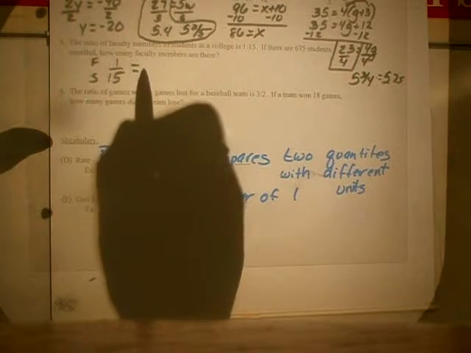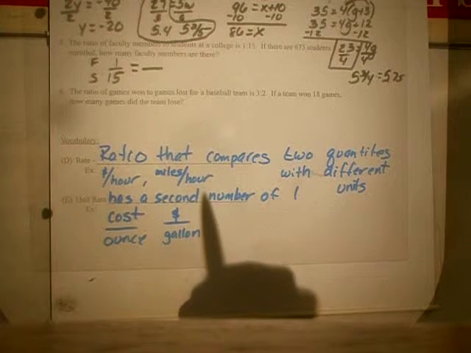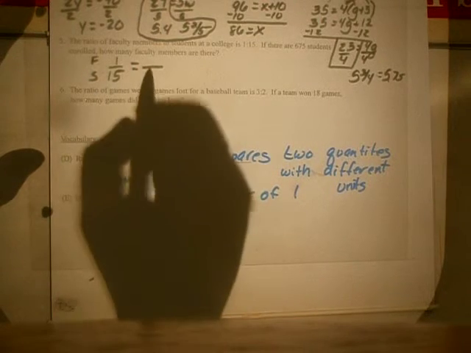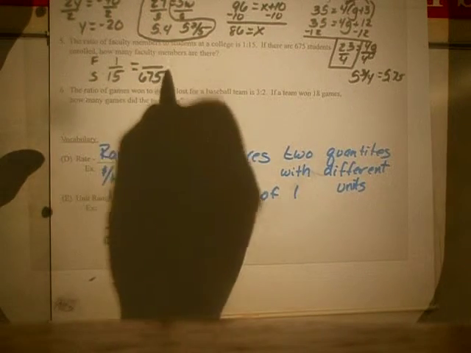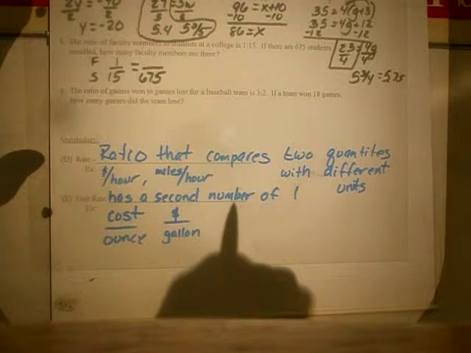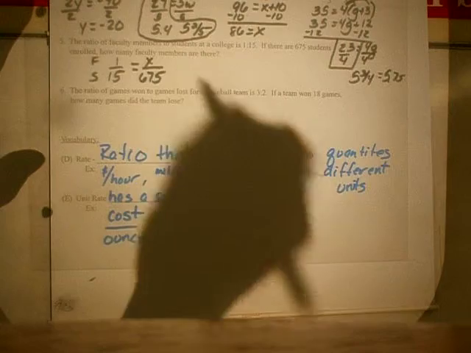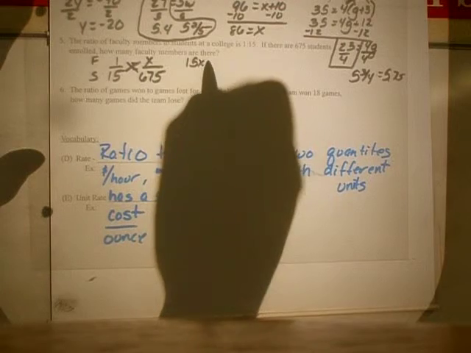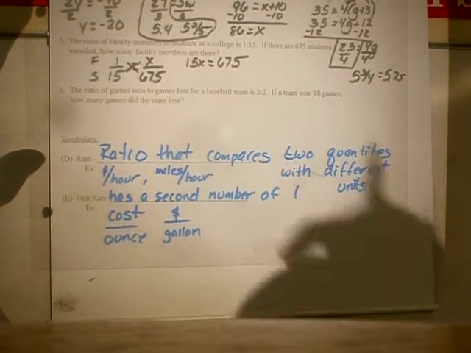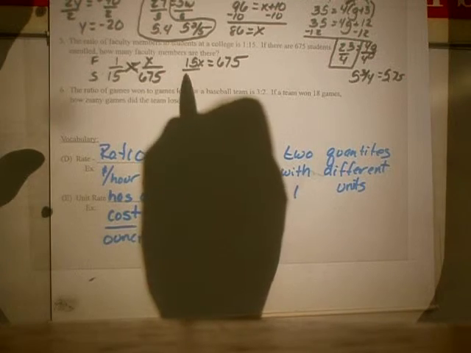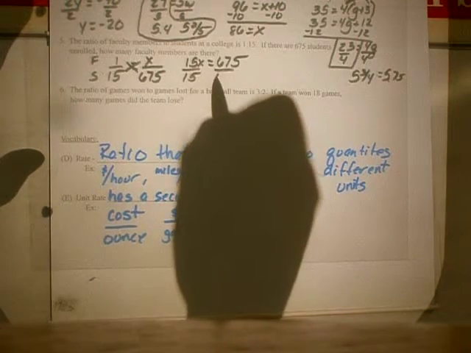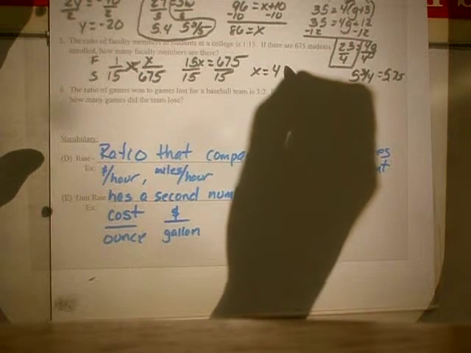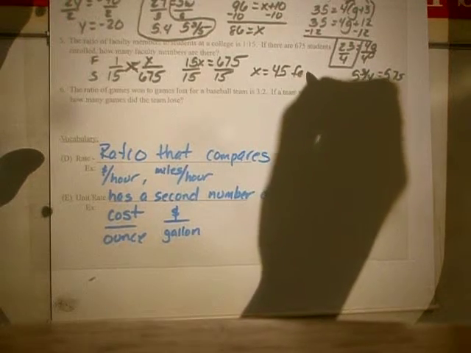There are 675 students, and the question is how many faculty members are there? And this little S here on the bottom reminds me that's students. So that 675 has to go on the bottom of our fraction. And then we cross multiply. 15x equals 675. And if you divide both sides by 15, get out your calculators. 45. Is it 45? And there would be 45 faculty members.